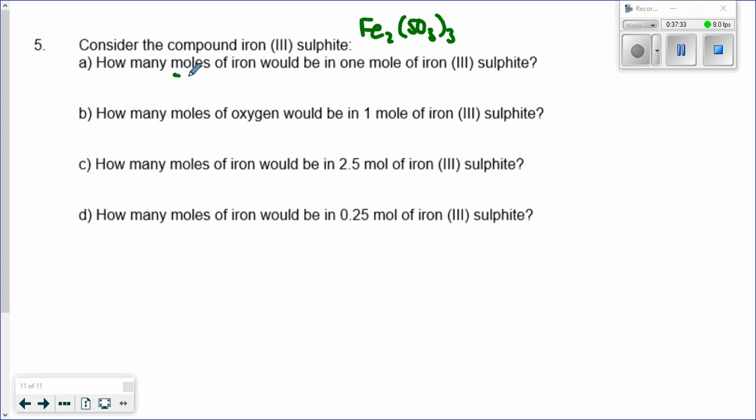So how many moles of iron would be in 1 mole of iron 3 sulfite? If we have 1 of this, I'm just writing the 1 there for now, we would actually have 2 moles of iron based on this 2 required for balancing. So 2 moles of iron. How many moles of oxygen would be in 1 mole of iron 3 sulfite? Again, we have SO3 3 times, so there are 9 moles of oxygen.